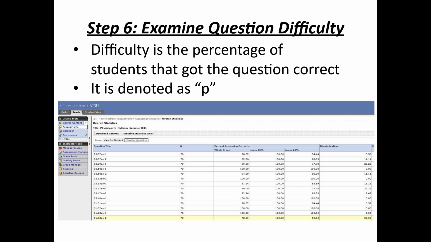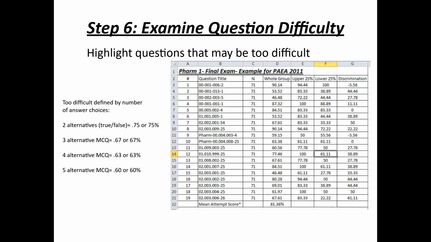The difficulty for each question is denoted by the small letter p. You can see the difficulty of 307 AN1 was 98.57. You can see down at the bottom, 103 AN2 was 78.57. Right? So that's the difficulty.